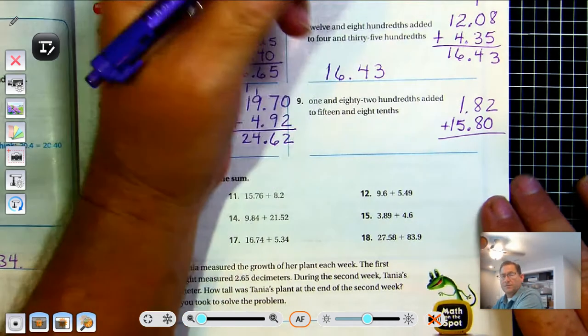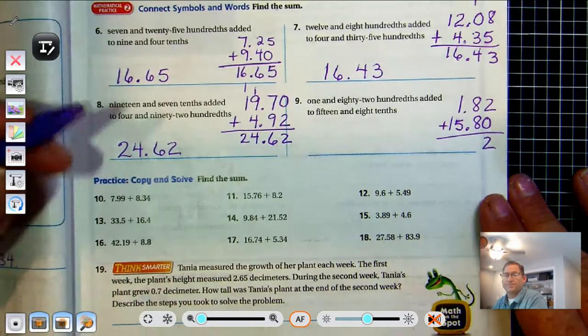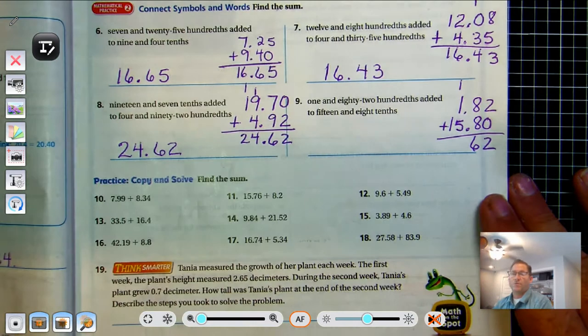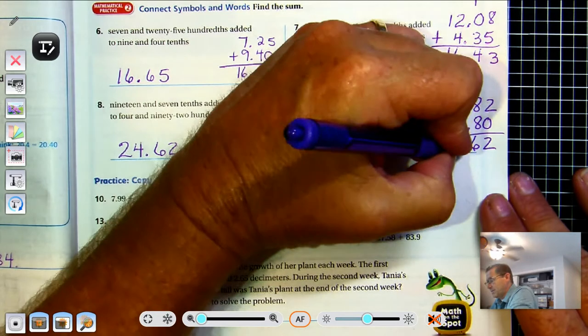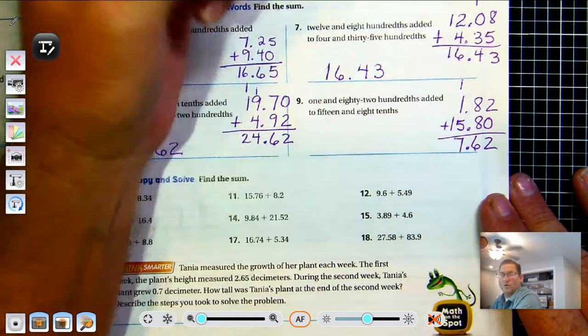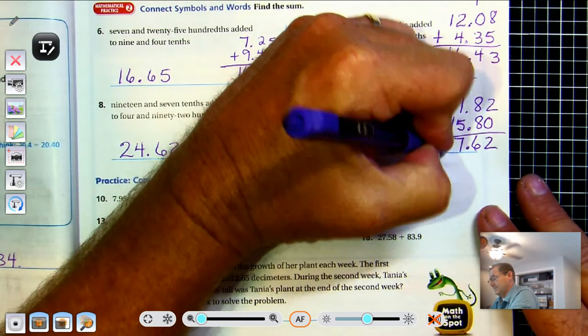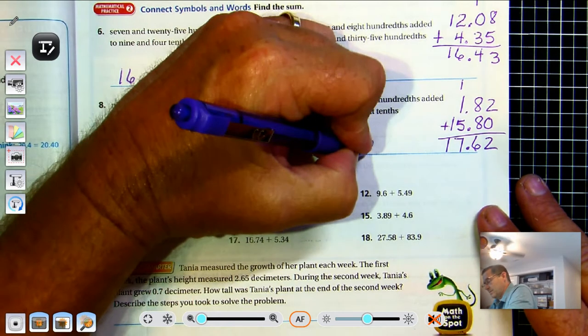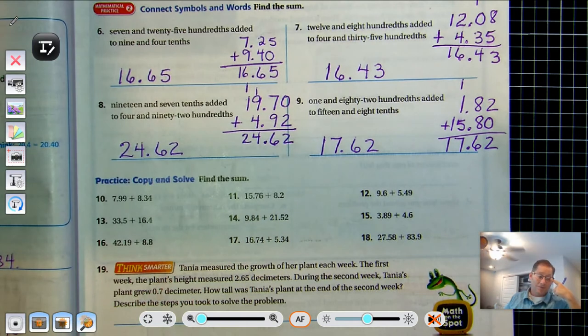All right, 2 hundredths and 0 hundredths is 2 hundredths. 8 tenths and 8 tenths is 16 tenths. Regroup that as 1 whole and 6 tenths. We're moving to the ones now. 5 plus 1 plus the regrouped 1 is 7. And 1 ten plus no tens is 1 ten. So 17 and 62 hundredths.